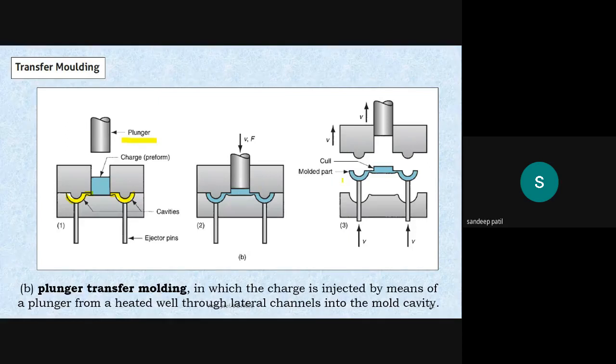And we'll get this shape. So the basic required shape is this. And the unwanted material that can be trimmed is this material. This is called a cull, or you can say the unwanted material that can be trimmed in later processes.